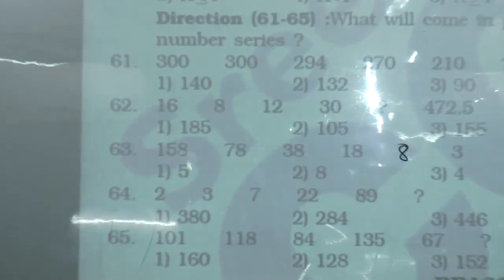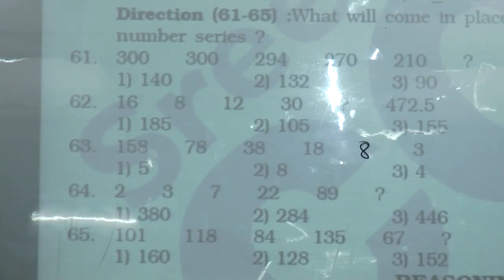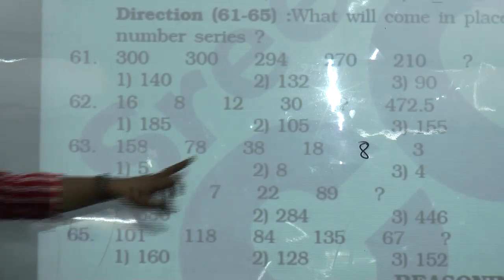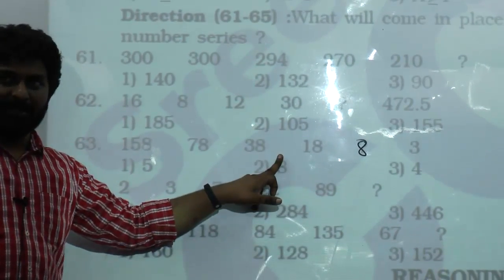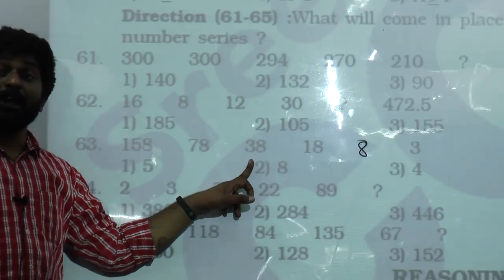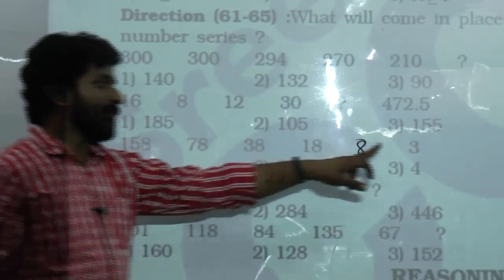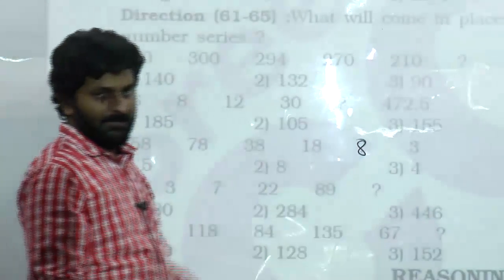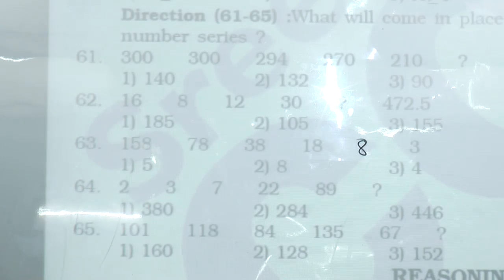Yeah, if you go for backtracking, that will be into 2 plus 2. Yes or no? Backtracking: 18 into 2, 36 plus 2, 38. 38 two times, 76 plus 2. So 3 into 2, 6 plus 2, 8. Backtracking goes like that.